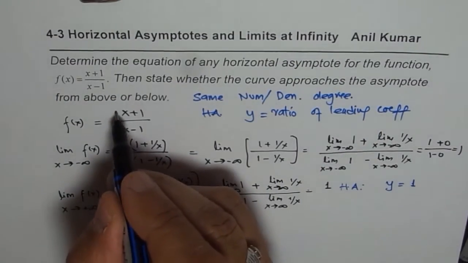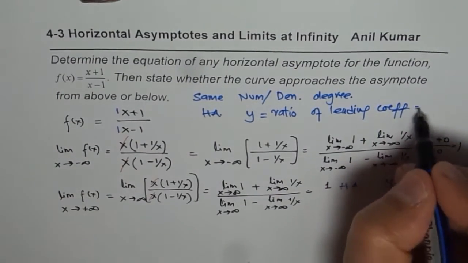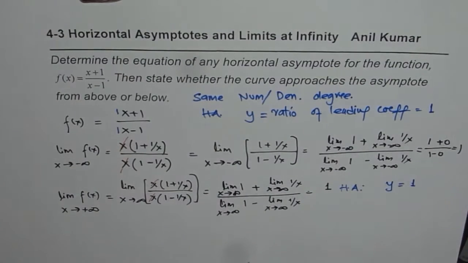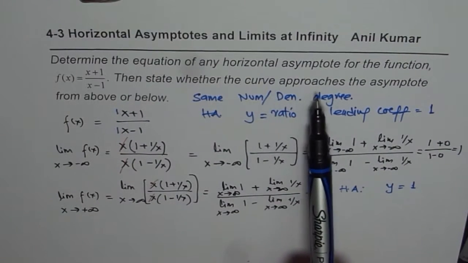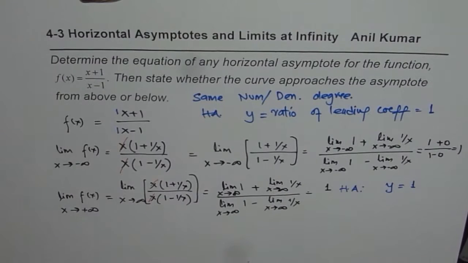In this case, it is 1 and 1, right? So it is basically 1. So that is how we could quickly get the answer also. Well, that's the first part. The second part is, then state whether the curve approaches the asymptote from above or below.